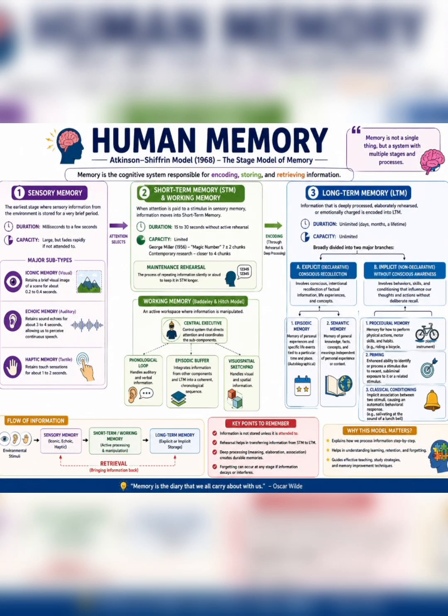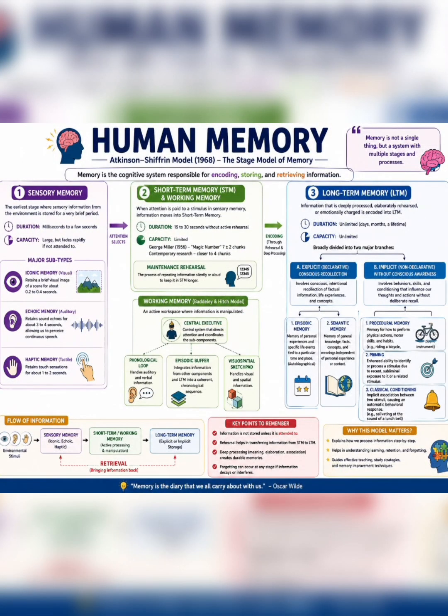If we look at the flow of information banner at the bottom left, the complete loop becomes incredibly clear. Environmental stimulus, right arrow sensory memory, right arrow short-term working memory, right arrow long-term memory. And when you need that information later, you perform retrieval, that is, bringing the data back from LTM into your active working memory. Let's cement the key points to remember from the red box.